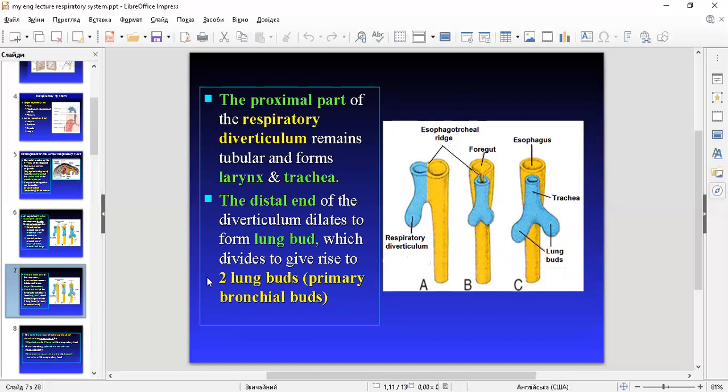The proximal part of the respiratory diverticulum remains tubular and forms larynx and trachea. The distal end of the diverticulum dilates to form lung bud, which divides to give rise to two lung buds, primary bronchial buds.